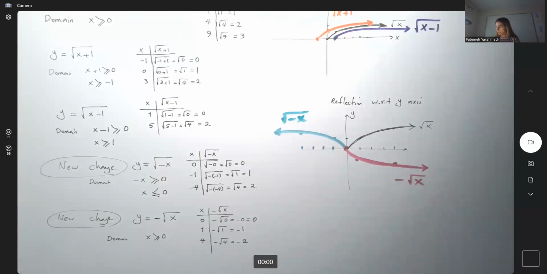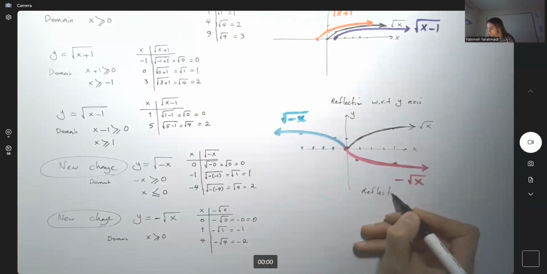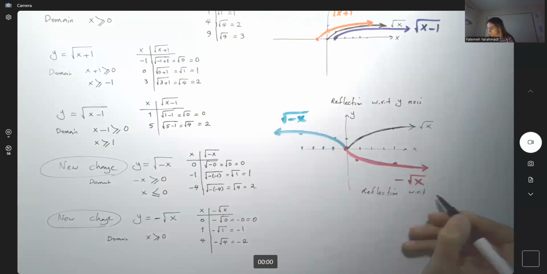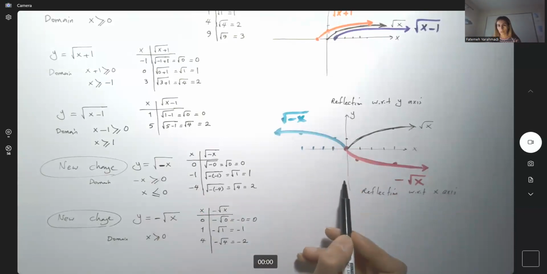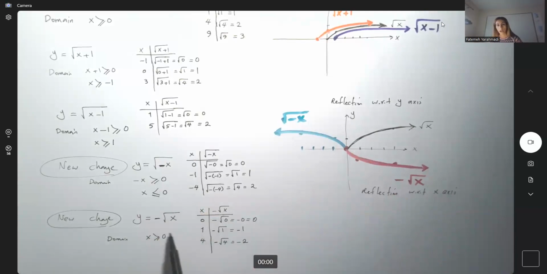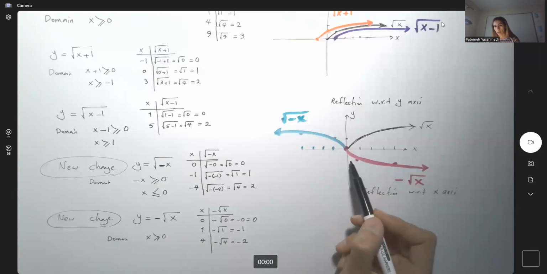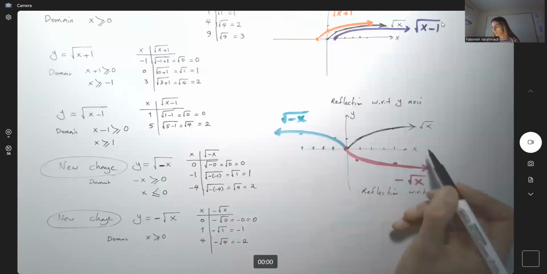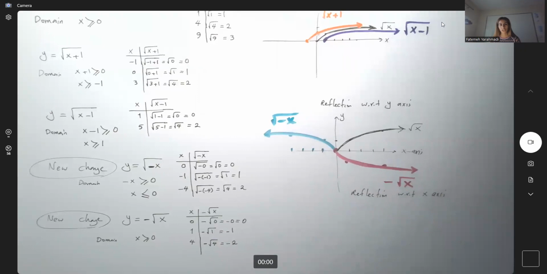So, reflection with respect to the x-axis. If I multiply my x by a negative sign, I get the reflection with respect to the vertical line. If I multiply your y by a negative sign, your positive y values become negative. So you have a reflection with respect to the x-axis. These are the new changes, reflect.